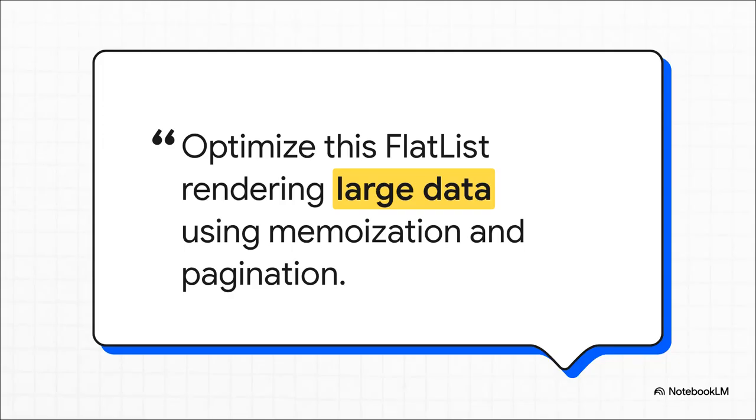Just look at this prompt. The most important word here is optimize. We're not asking the AI to build something from scratch. We're giving it an existing problem, a janky FlatList, and telling it how to solve it by using memoization and pagination. This is a high-level strategic command.